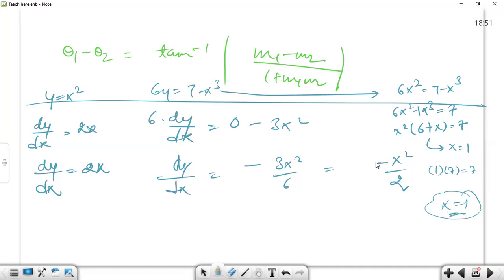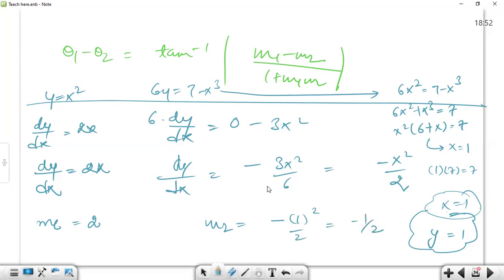As x equals 1, y's value is y equals x square, so y will also be 1. So we have the intersection point x equals 1, y equals 1. The slope of the tangent at the intersecting point: m1 is equal to 2 into x, which is 1, so 2. m2 would be minus x square by 2, which is minus 1 square by 2, basically minus half. So let's now put these values in this particular formula and solve.